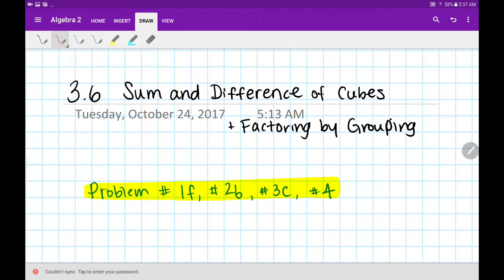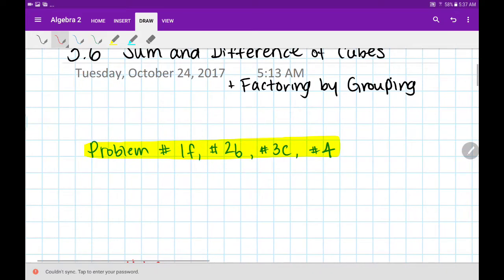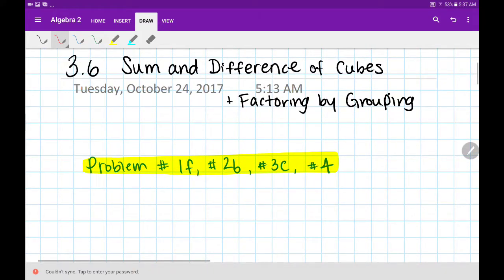Welcome back. Today our lesson's on sum and difference of cubes, how to factor them, and using factoring by grouping. So we're adding on to our arsenal of factoring methods. These are the problems that we're going to do. That's one from each section.